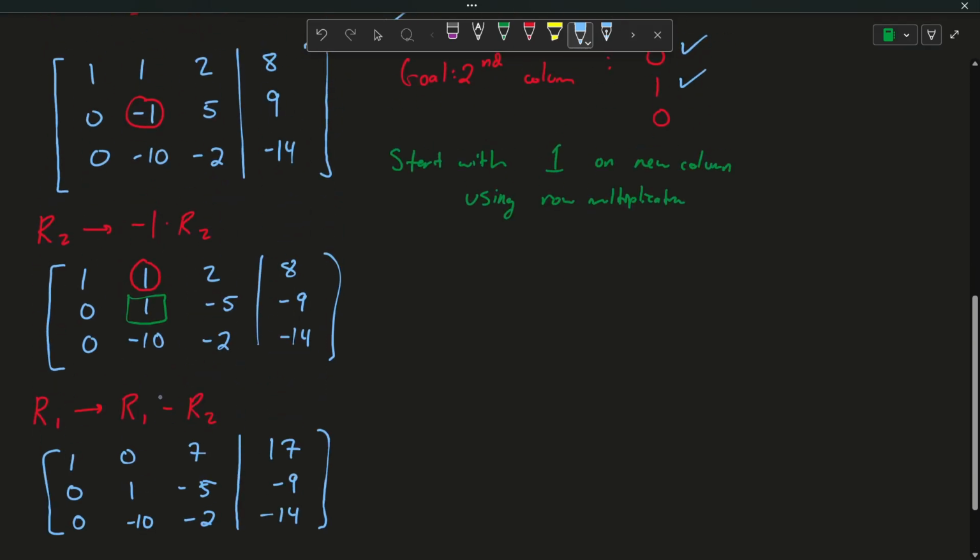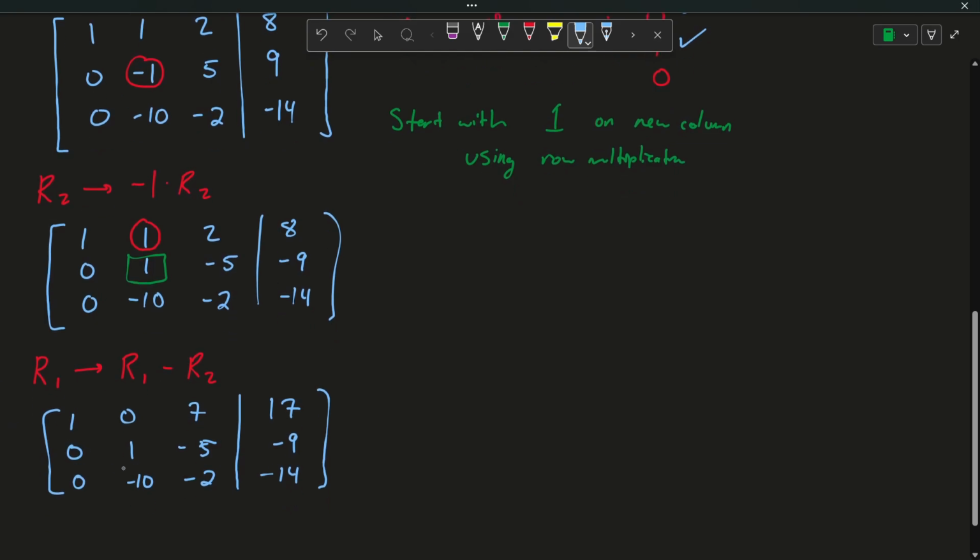And so now the last thing we need to do is fix this minus 10 here. If we can make that into a 0, then we'll be done with this second goal. We'll be close to finishing. And so this is where we're again going to do a similar operation here. So we're going to do row 3, and we want to add or subtract some multiple of another row. And it's really important here that we use row 2.